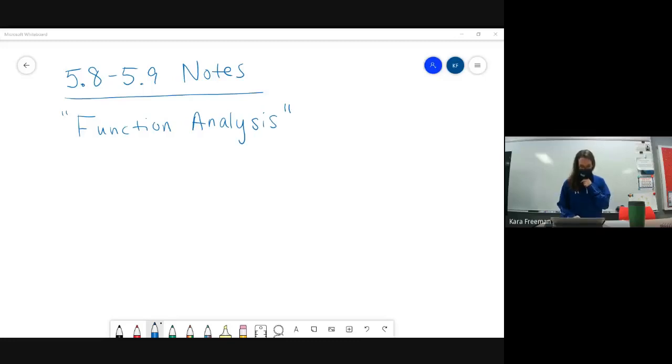Okay, so again, function analysis, what I like to call it is function analysis, but what you're doing is you're relating f, its derivative, and its second derivative. And also you're looking at what's called curve sketching. So sketching curves, looking at a lot of graphs.